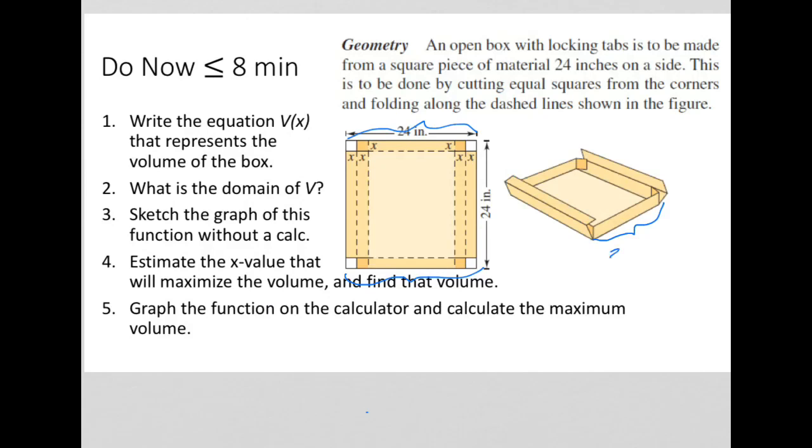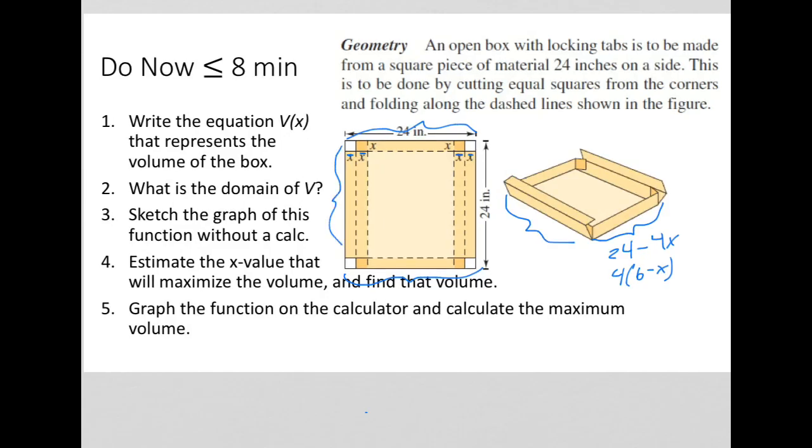which is going to have an expression of 24 minus 4x, because we've got 1, 2, 3, 4 x's we're taking out of it, which I'm going to factor as 4 times (6 minus x). And then that side right there will correspond with that side there. And that is going to be 24 minus 2x, because there we just have the 2x we're taking out this time. And again, I'm going to factor that as 2 times (12 minus x). And then finally, don't forget, we do have the height of this box, which is going to be x.